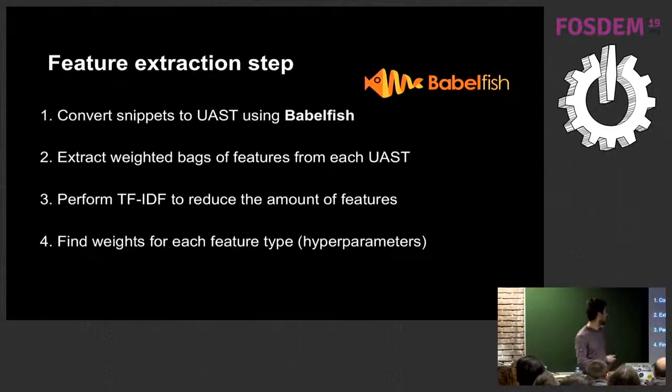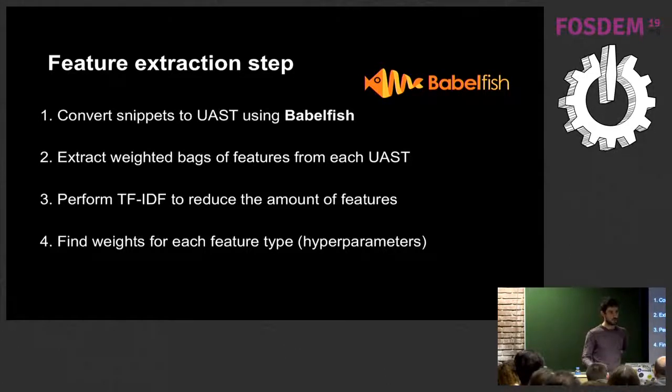So at the end of the day, the feature extraction revolves around this: first converting all files to UASTs, then extracting the weighted bag of features of each UAST, applying TF-IDF in order to reduce the amount of features. As you can see, there's a fourth step. This is a step that allows us to look more into biased versions of our algorithm. We could use purely the weighted bags of features as is, but if we wanted, for instance, to look at more of the structural differences between code, then we would be able to give more weight to the structural features, and inversely we could do the same thing for syntactical features.